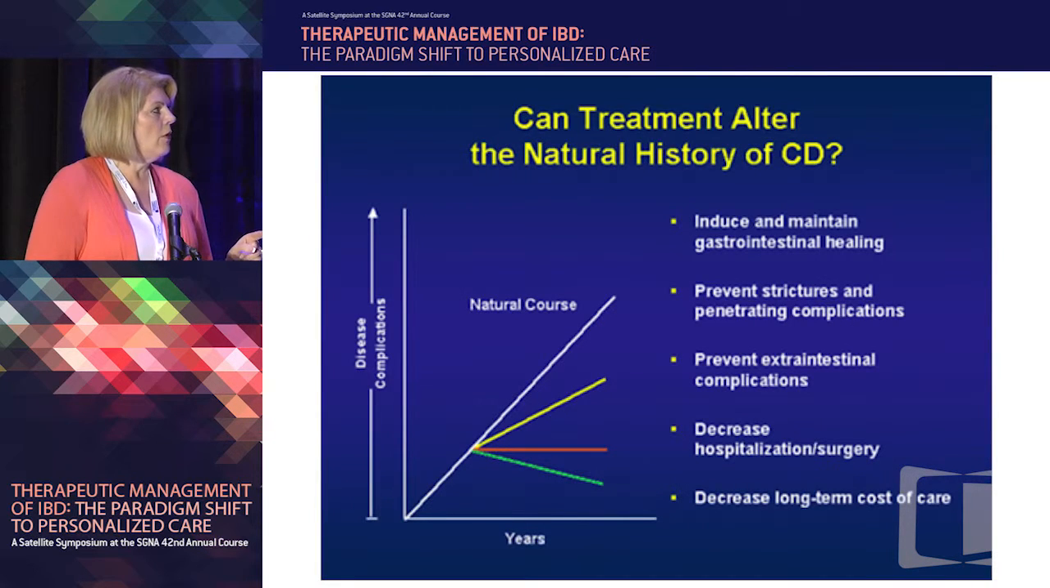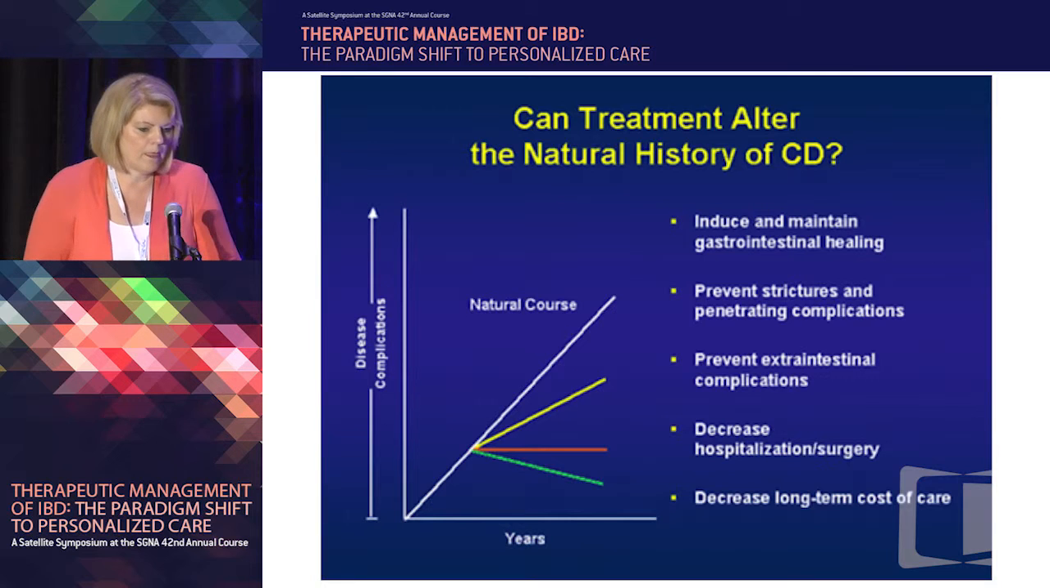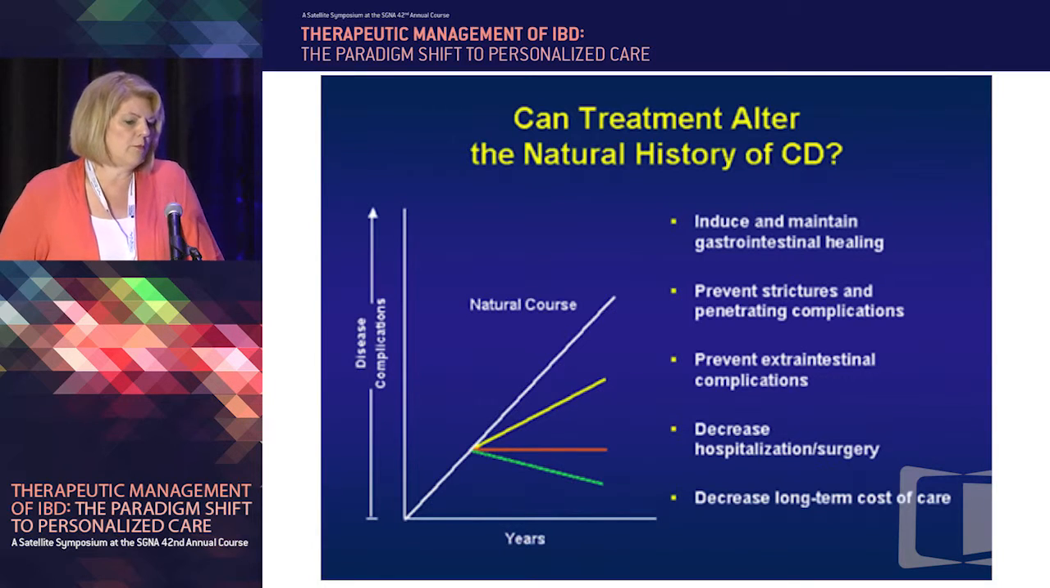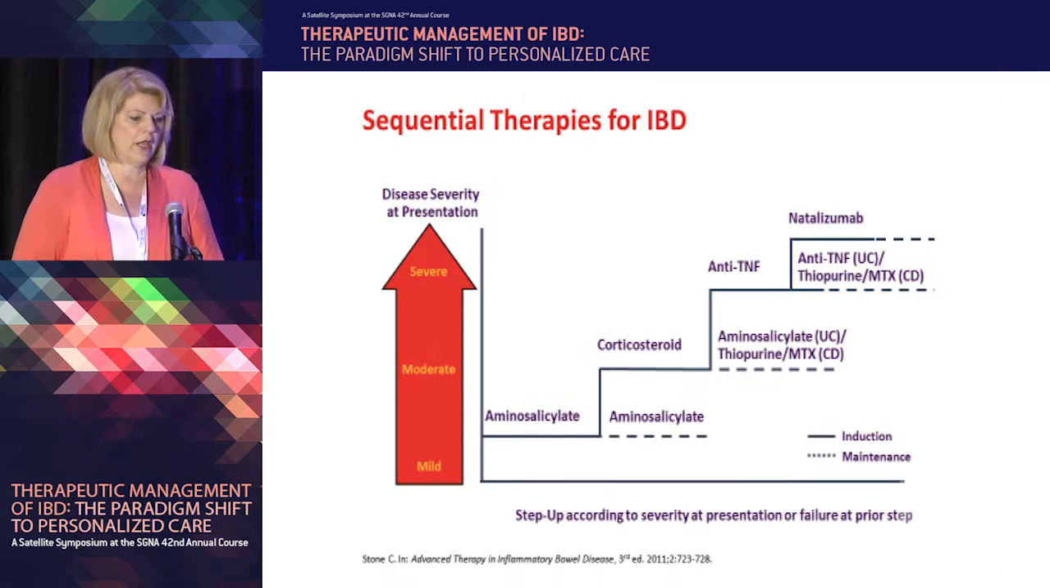And we also know that treatment can alter the natural history of Crohn's disease. We know that treatments can help induce and maintain remission of gastrointestinal severities. We know that it can prevent strictures and fistulations and complications. And we know that it can prevent extraintestinal manifestations as well. It will decrease hospitalizations and surgery, and it also can help decrease the long-term cost of their care.